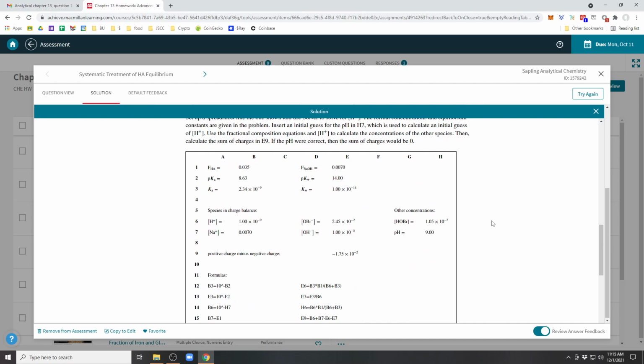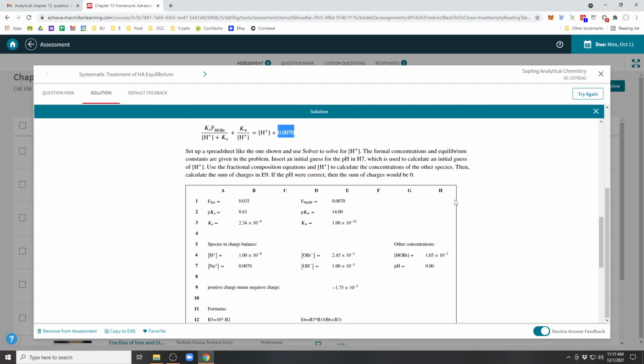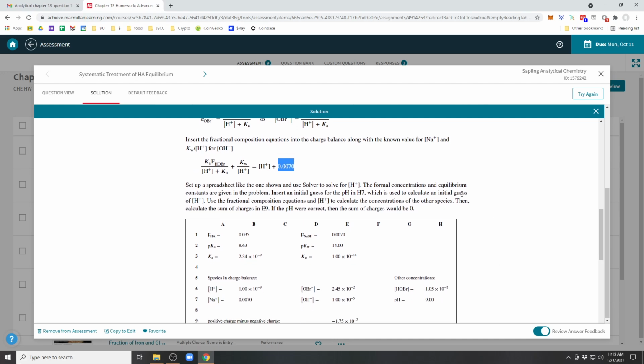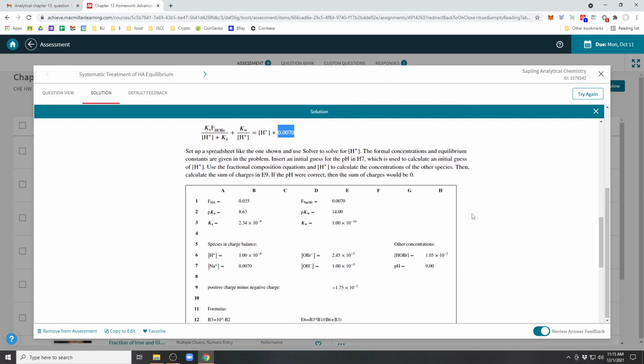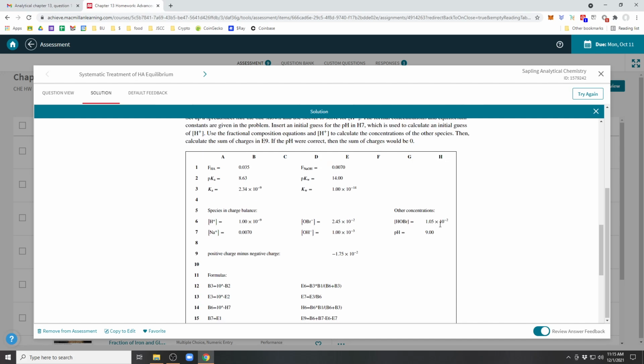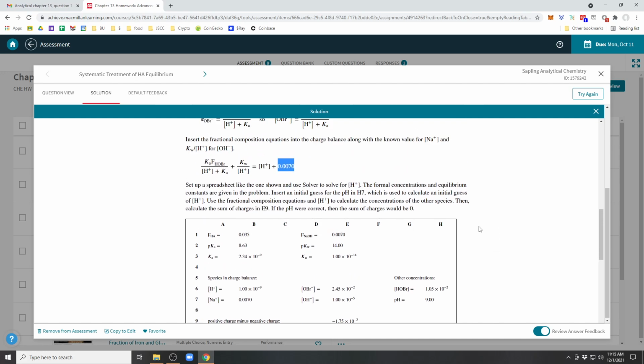Essentially, all that we have to do is set up a spreadsheet so that we have these going into one over another, take an initial guess, and use the solver function, right? So again, we set it up with those formal concentrations and equilibrium constants that were given in the problem. We put that in. We go ahead and put an initial value of pH into a cell. In this case, this was H7 that you're using for that initial value of the pH. This is then going to be used as an initial guess.